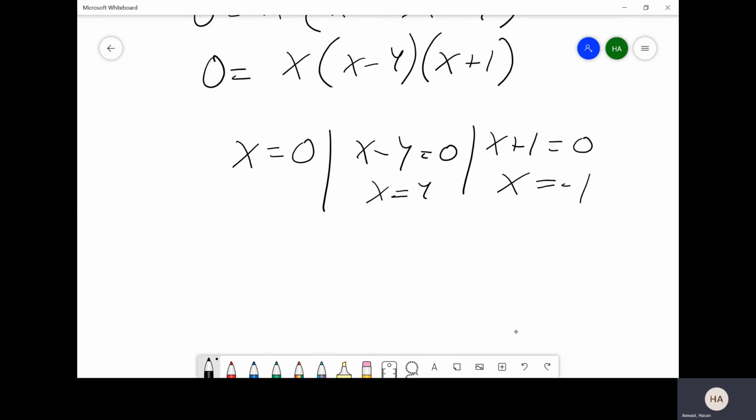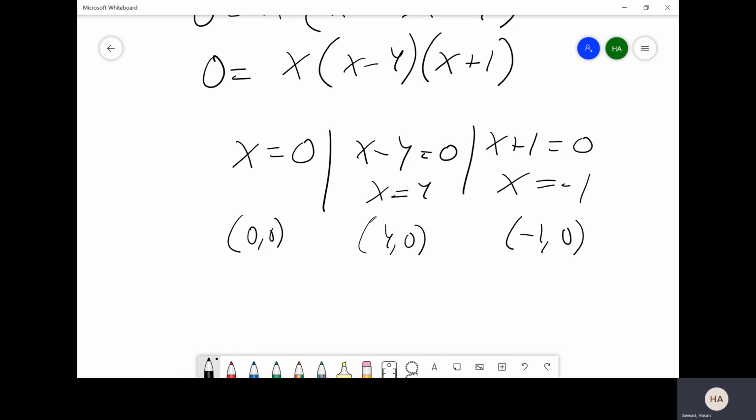And if you want to write them in ordered pairs, this is the same thing as (0, 0), (4, 0), and (-1, 0), right? These are ordered pairs, and you know the y component's always going to be 0 by the definition of x-intercept. So great. We have our 3 ordered pairs.